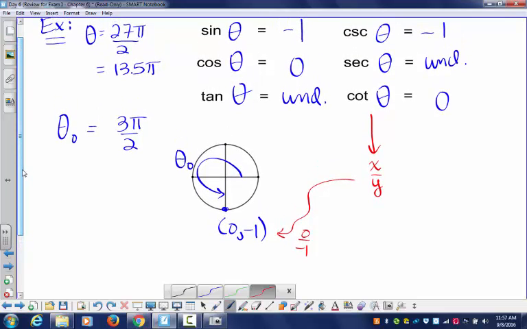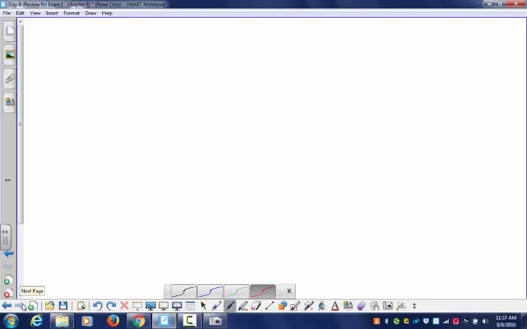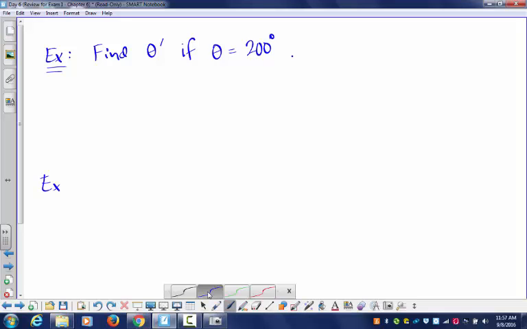All right. So next, a couple of questions. Find theta prime if theta equals 200 degrees. Find theta prime if theta equals negative 5 pi over 4. Let's do those two reference angle ones.